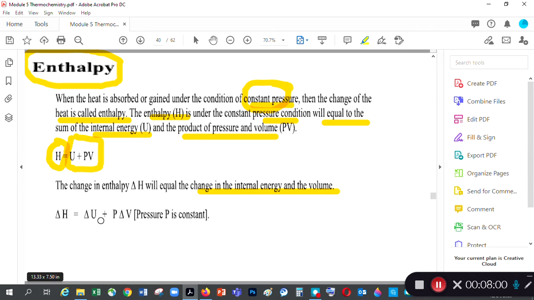So if you look at this, the change, delta H now, we introduce delta, which means change. The change in enthalpy will be the change in internal energy plus the product of the pressure multiplied by the change in volume at constant pressure.